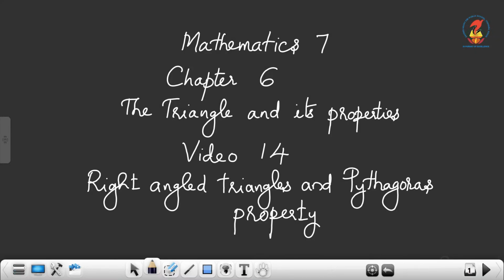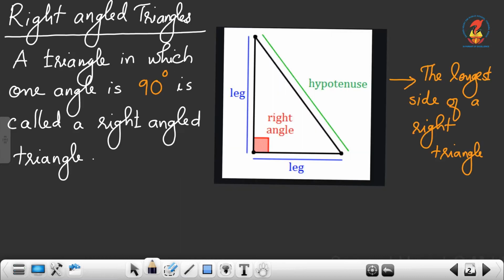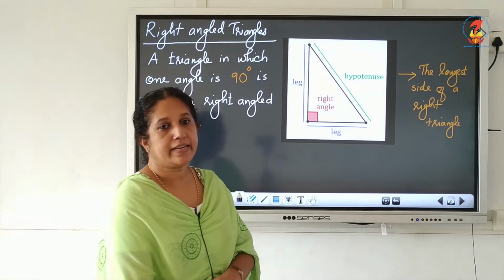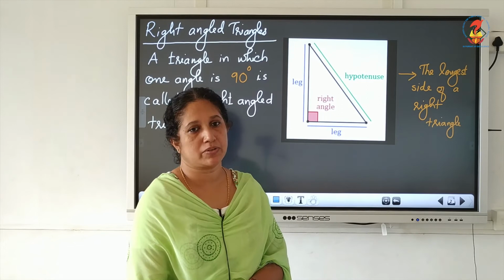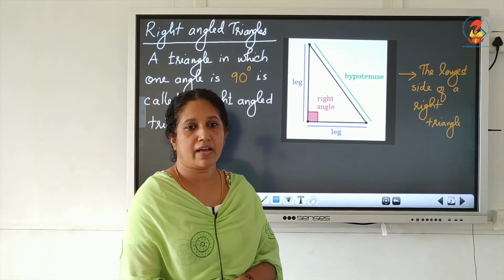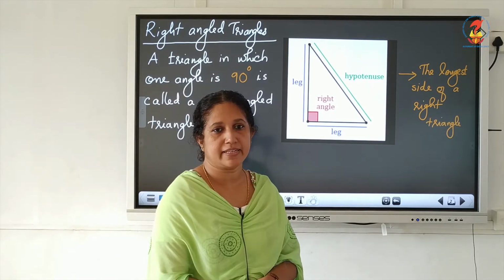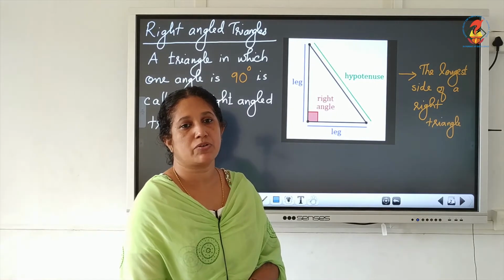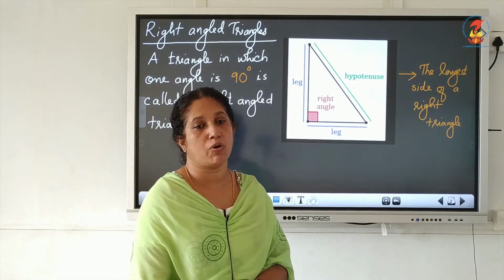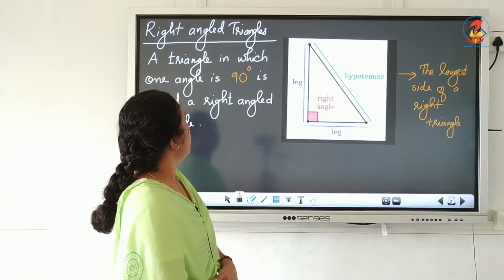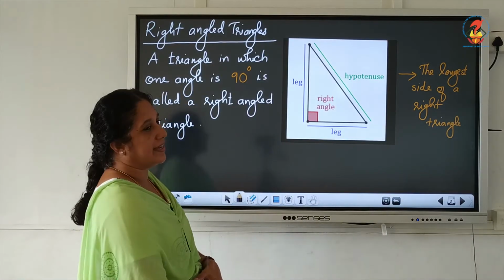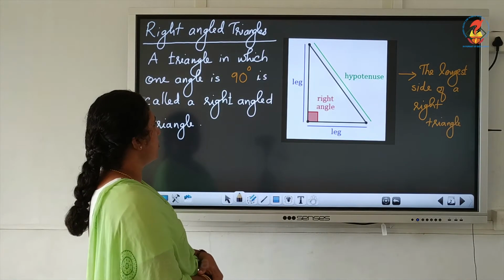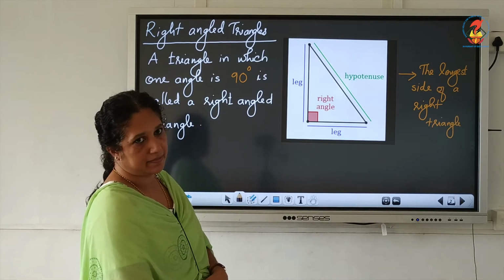Our next topic is right angle triangles and Pythagoras property. We can classify the triangles based on their angles. If one angle of a triangle is 90 degree, then the triangle is known as a right angle triangle or right triangle. A triangle in which one angle is 90 degree is called a right angle triangle.